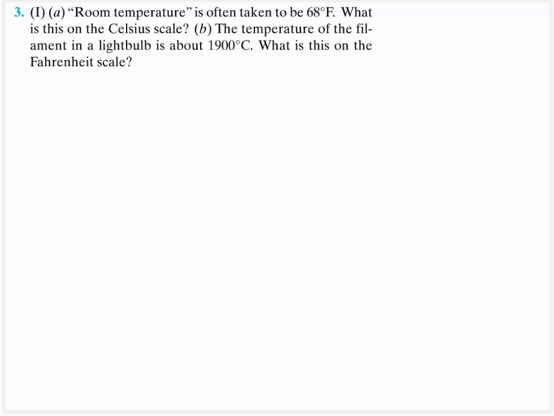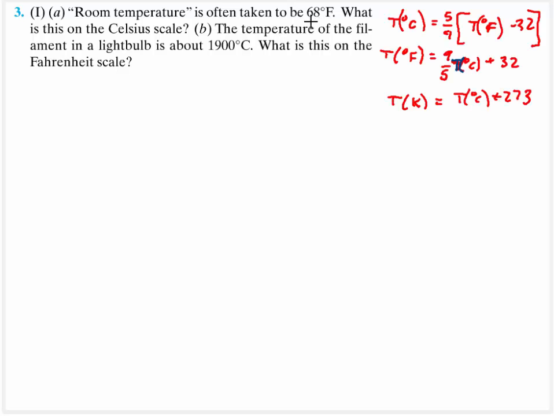Alright, some solved problems for Chapter 13. Starting off with unit conversion. Essentially, take 68 degrees Fahrenheit and convert it into Celsius. You can see the equation I want to use right here.